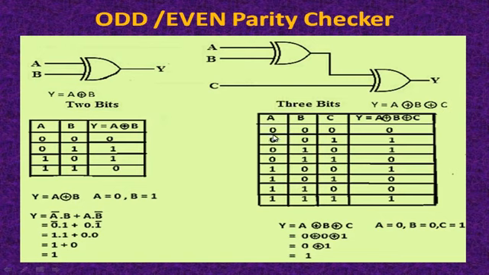Okay. Now we know the 3 input XOR gate. We can construct a 3 input XOR gate by using two 2 input XOR gates. This is the first 2 input XOR gate and this is the second 2 input XOR gate. We can give the output of the upper XOR gate to the lower XOR gate as one of the inputs, and the other input is the third input. So the equation is A XOR B XOR C.